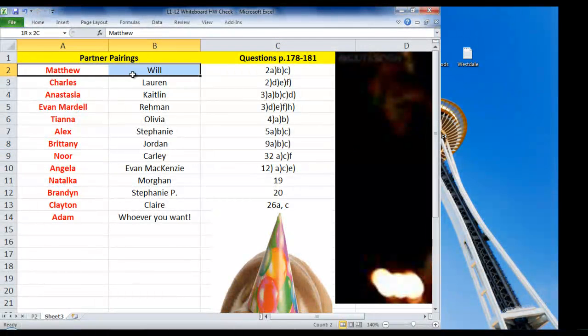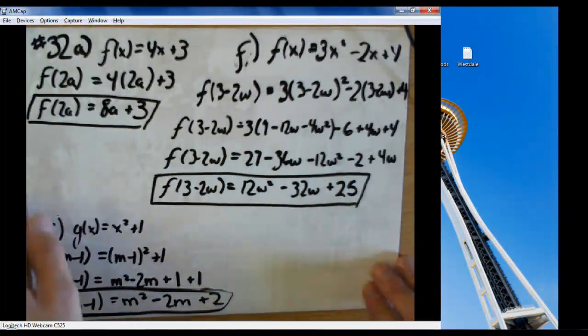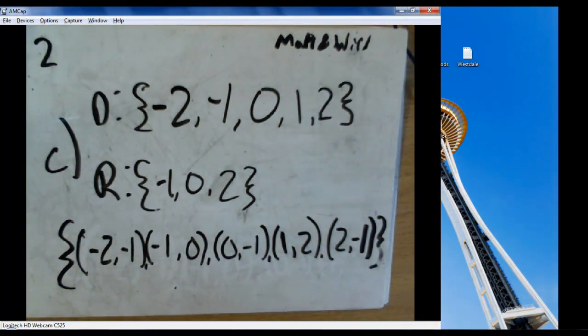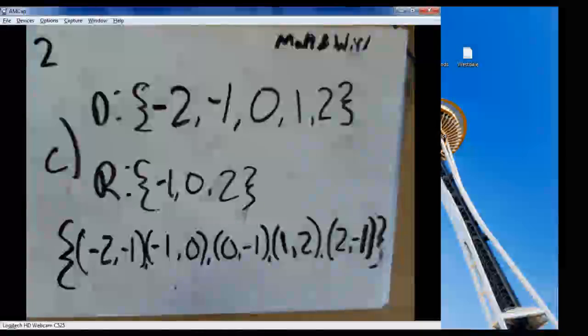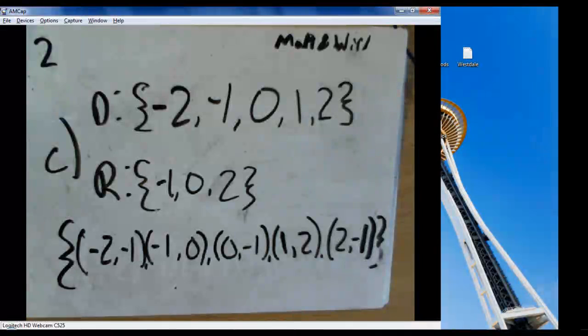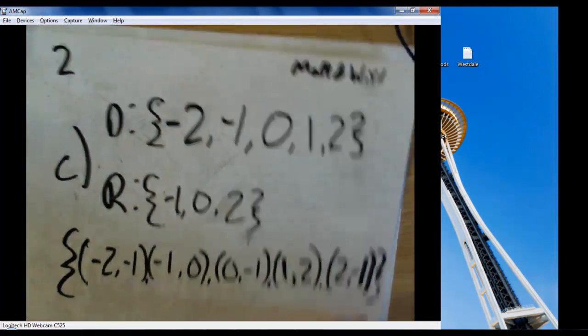Okay. Matt and Will. Oh, your whiteboard. Right. Okay, so they have question 2C. The domain is -2, -1, 0, 1, and 2 because those are all the x's. And for range, it's -1, 0, and 2. Just because -1 is repeated several times, you don't put it in again. Absolutely. Yep. Anything to add, Matt? No. Just applause. Okay. Good. Easy. Very good.